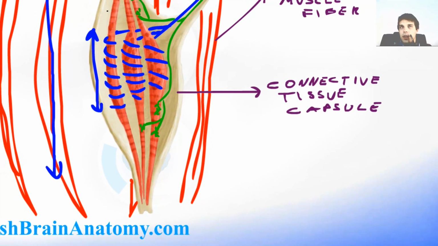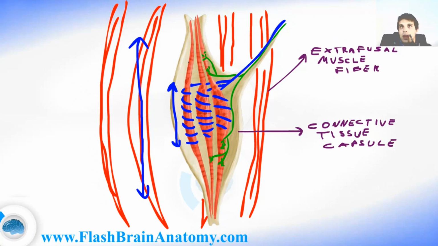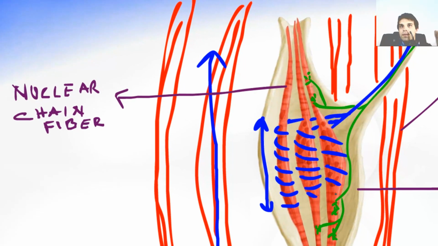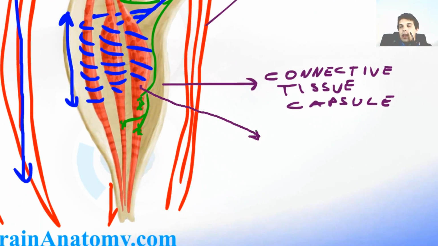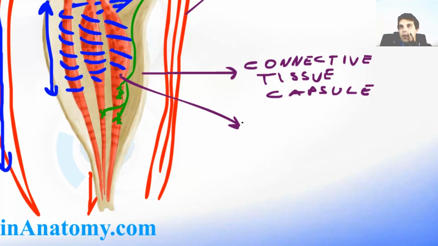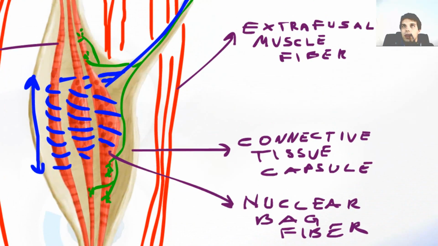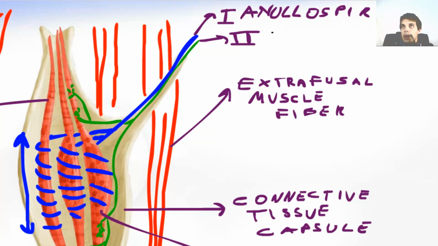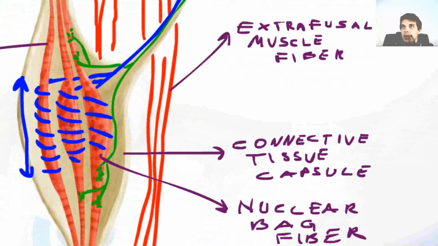Then we had two types of intrafusal muscle fibers. One of them was nuclear chain fiber, and another type of them, the type that keeps the nuclei inside of center of the fiber, is called the nuclear bag fiber. Then we had the primary annulospiral neuron endings. And we also had the secondary flower spray neuron endings.